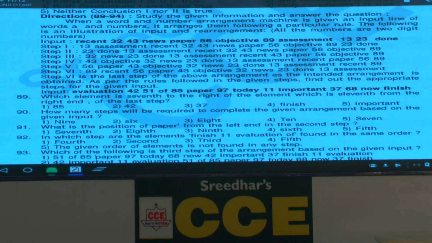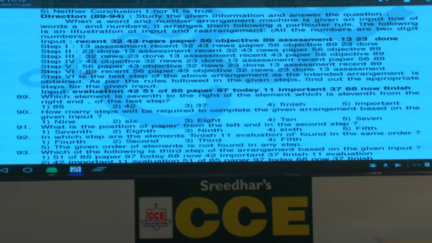Then 89 to 94. Now these question numbers 89 to 94 are based on input and output. Now in this input, tell me how many elements are there? 4, 5, 6, 7, 8, 10, 12, in total 12 elements. How many steps are there? 6 steps. 12 elements and 6 steps, which implies that in each step exactly 2 elements are being arranged. Then what is the final output here? Step 6 is the final output. First we need to identify the logic behind this one.